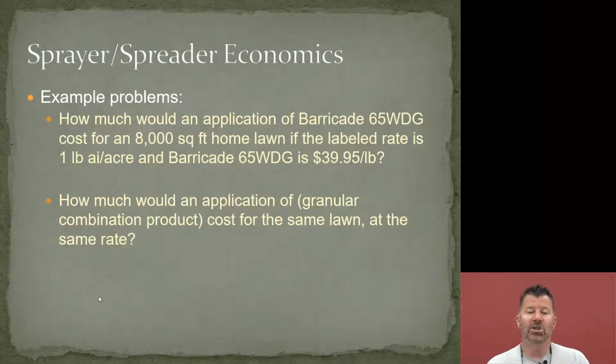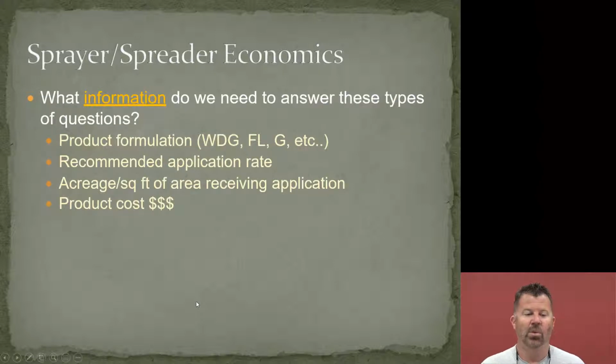How much would an application of granular combination product cost for the same lawn at the same rate? So we'll look at that as well. What information do we need to answer these types of questions? We need the product formulation, whether it's a water dispersible granular, flowable liquid, or a granule. Recommended application rate, we're going to find that from the label again, but we also need to know the acreage or square footage of the area receiving the application. And then how much does the product cost you? Is it per pound? Is it per ounce? What does it cost you?